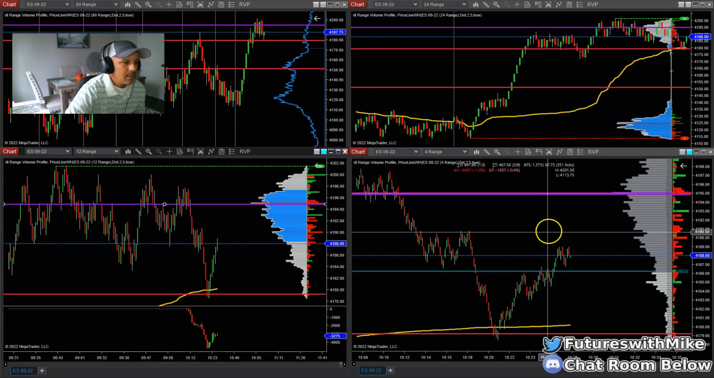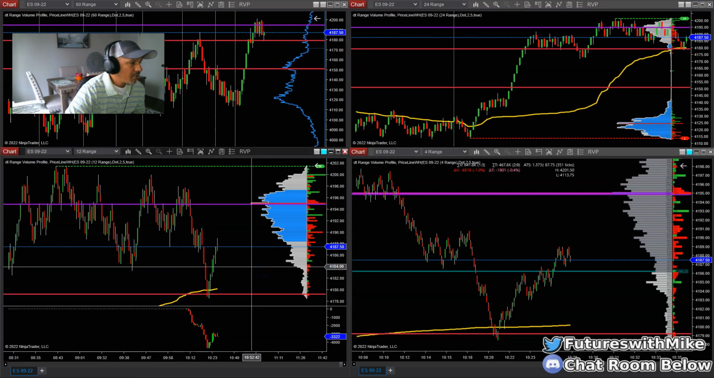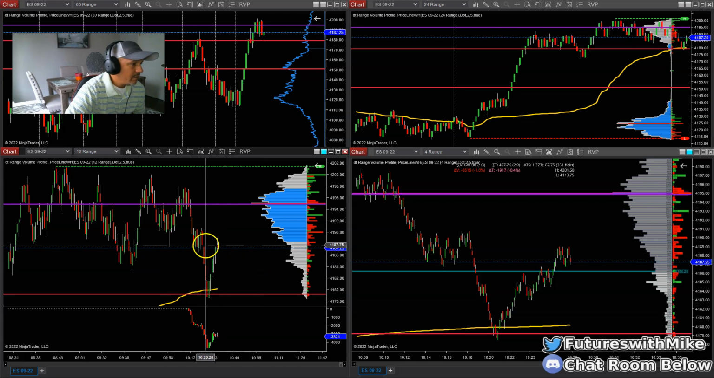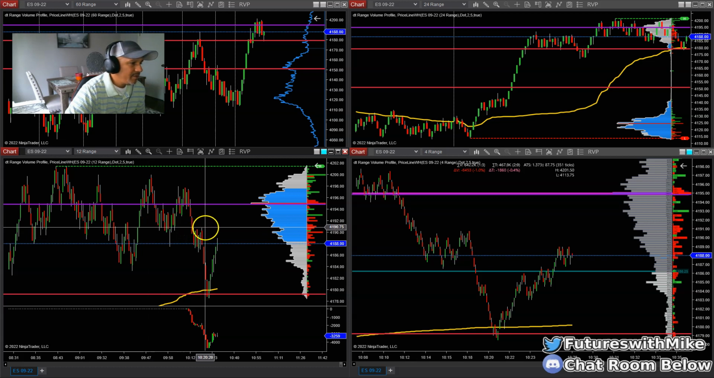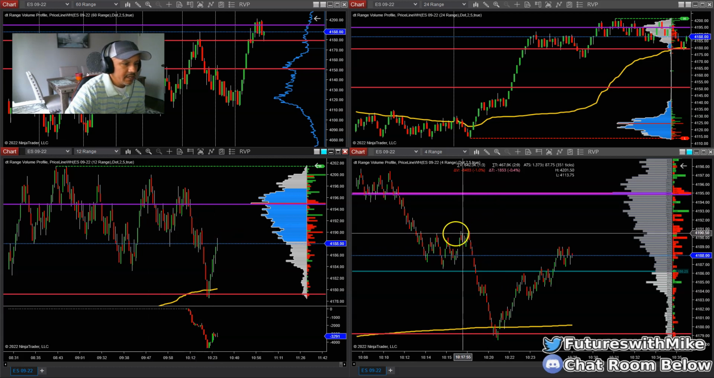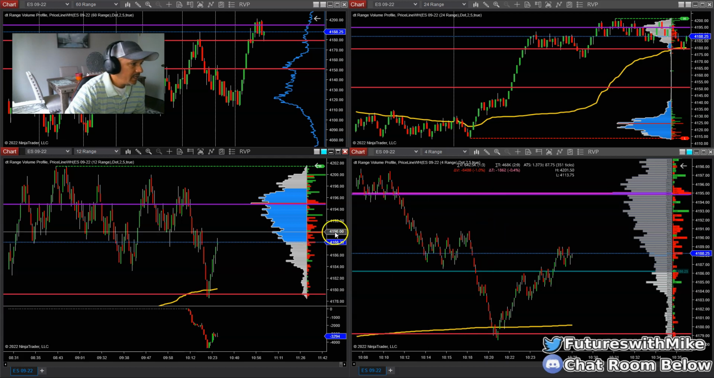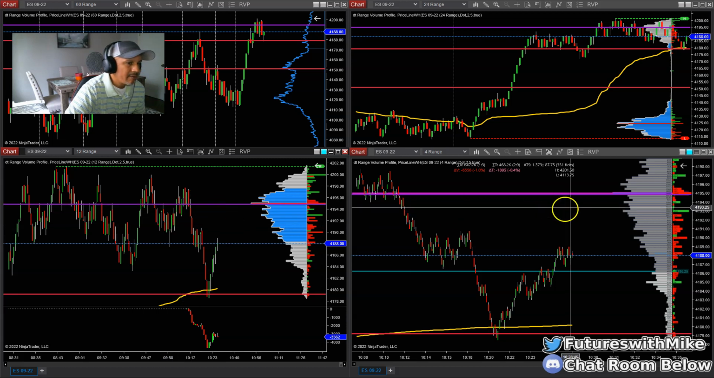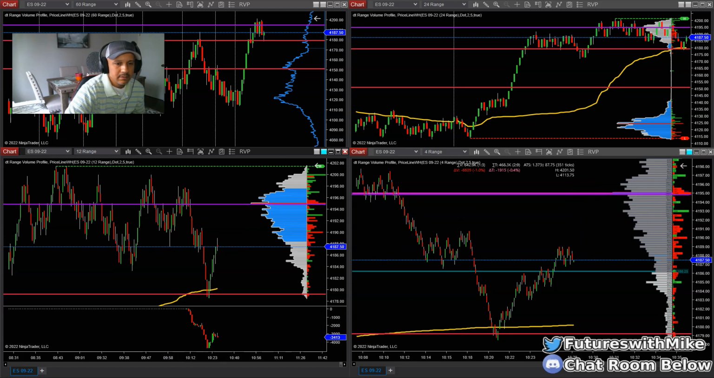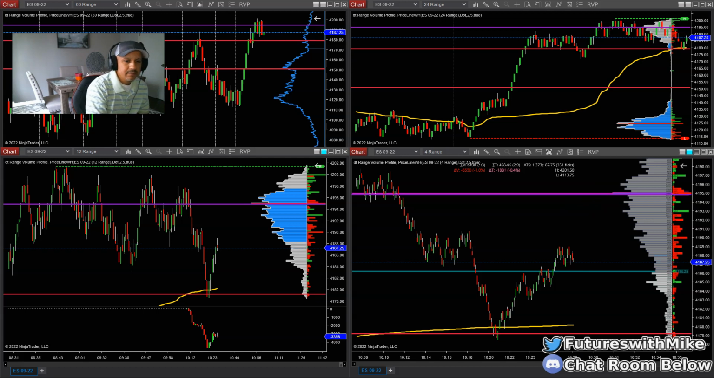So if price breaks this area right here, takes out 90 and a half pretty much, which is right here, the top end of this area here, I'll probably take this trade. On a pullback, I'll probably look to go long, taking it back up here to 94, right around where the VPOC is at. So we'll see.